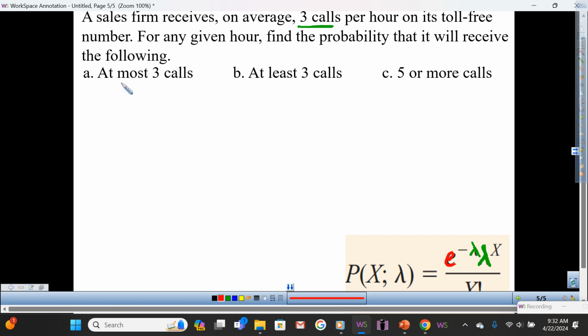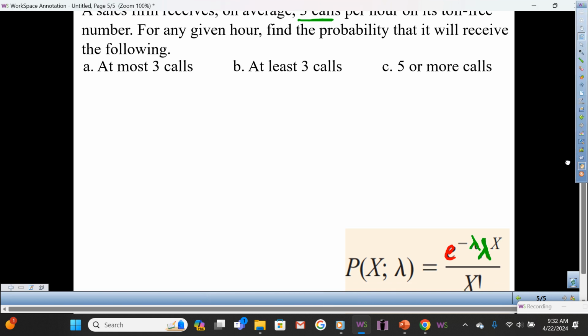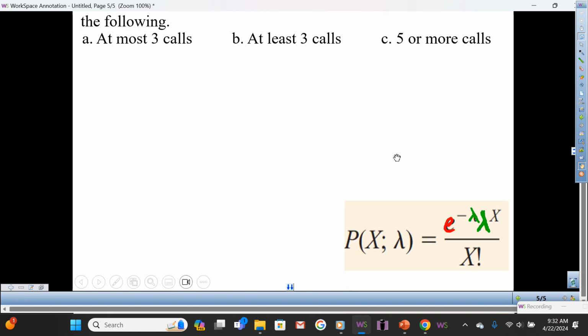So let's look at this one. Tell your neighbor what at most 3 calls means. At most 3 calls. All right. Good conversation. Charlotte, what does that mean? At most 3 calls. No more than 3, so that includes what numbers? Yes, 0, 1, 2, and 3.